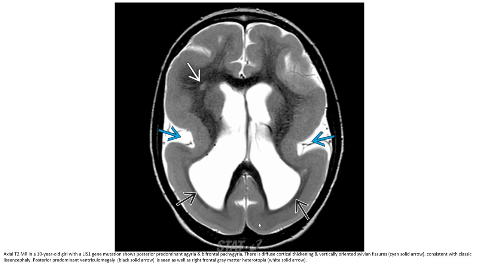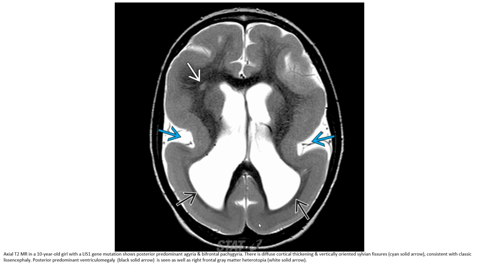So this is the axial T2 in a 10-year-old with lissencephaly type 1 with at least one gene mutation. So posterior predominant agyria and frontal pachygyria. This diffuse cortical thickening and vertically oriented Sylvian fissure is consistent with classic lissencephaly.